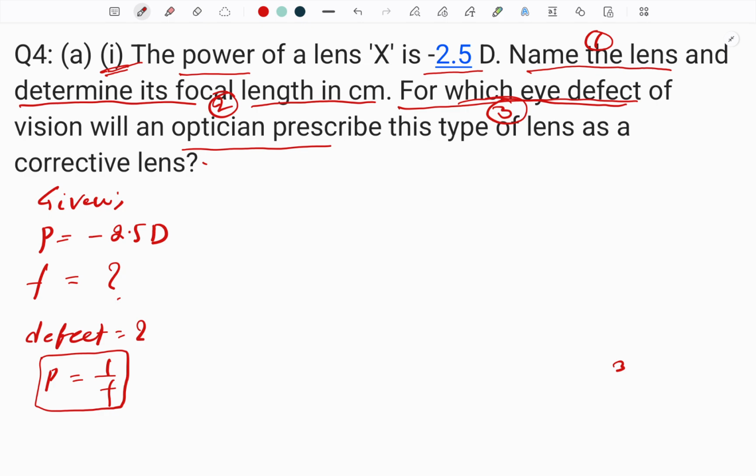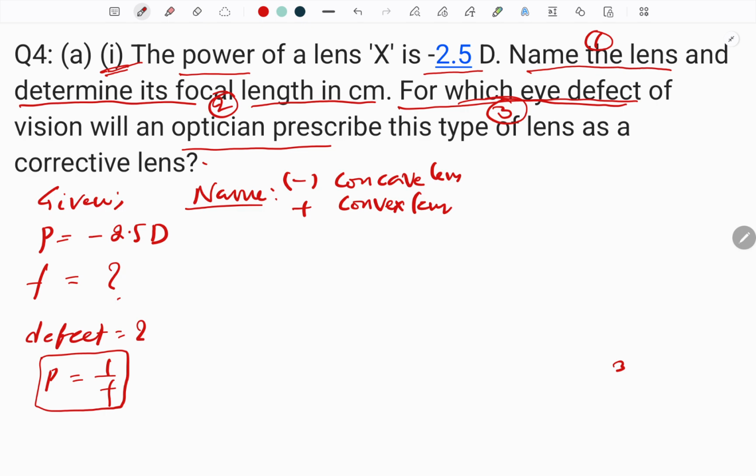Now let us substitute these values here. Power is equal to 1 by focal length. Then focal length we have to calculate, right? First thing is the name of the lens. What is the name of this lens? Based on sign convention, if it is negative, it is concave lens. If it is positive, it is convex lens.